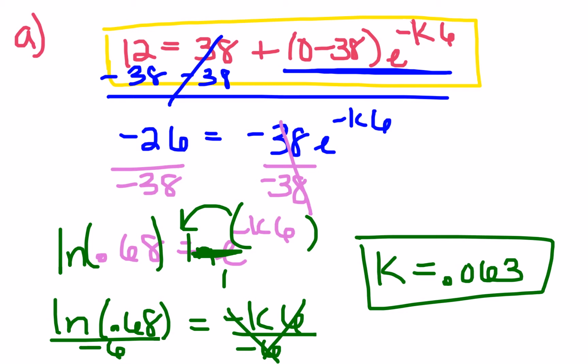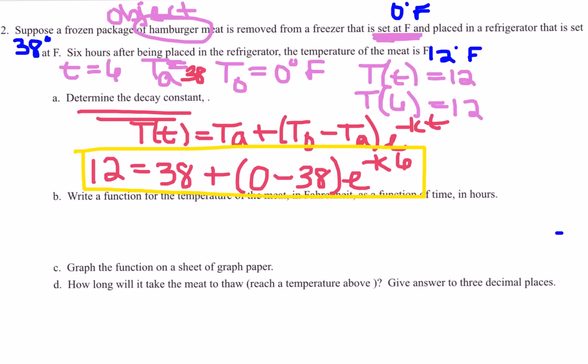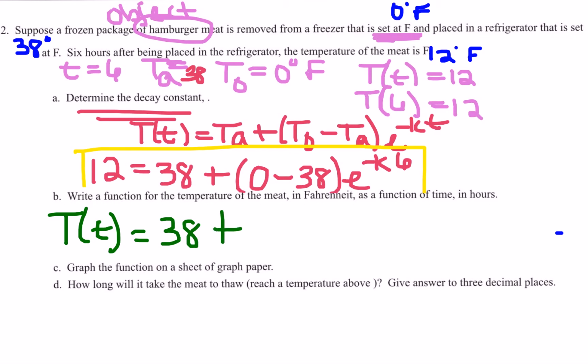Okay, so now this is your decay constant, and what part B asks you to do is write a function for the temperature of the meat in Fahrenheit in time hours. So all I have to do now is replace everything. It's a general function, so it's going to be T of t now. We're not going to be using the 12 anymore because the 12 is just there to help us find k. And 38 is still the ambient temperature.